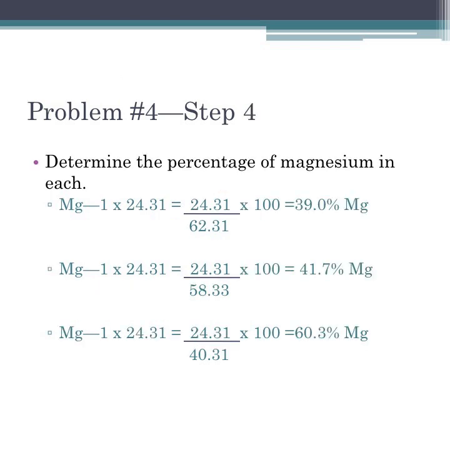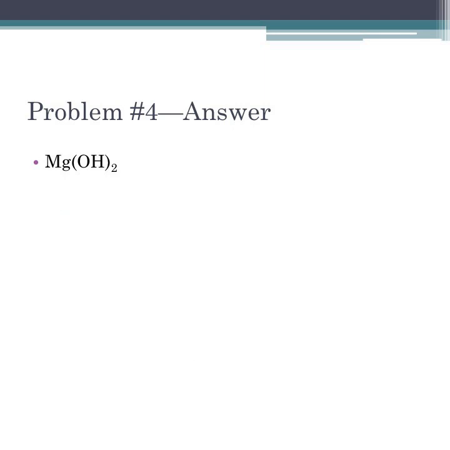Okay, as you see on this particular slide, magnesium in magnesium fluoride is 39.0%. In magnesium hydroxide, it is 41.7%, and in magnesium oxide, it is 60.3%. Which one matched the given information? Oh my goodness, it was magnesium hydroxide. Bravo, you've done 4 percent composition problems. So now you get to practice, practice, practice, practice, practice.